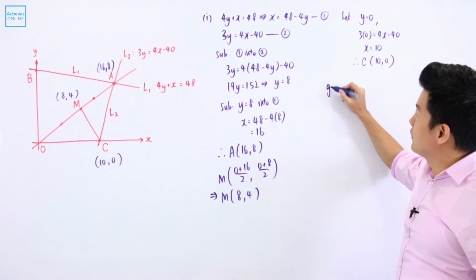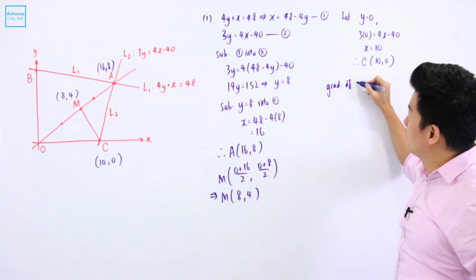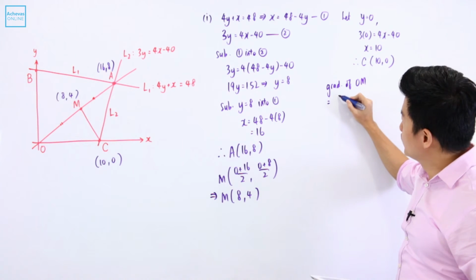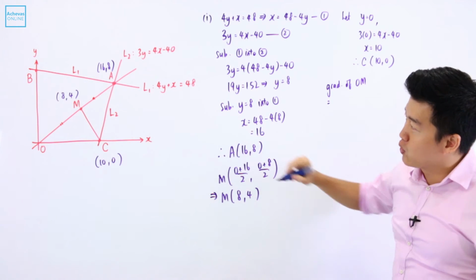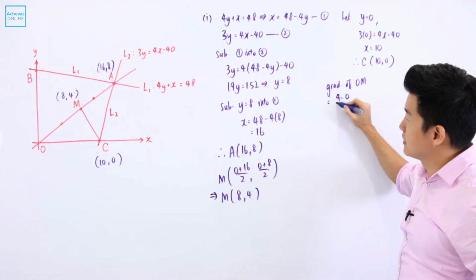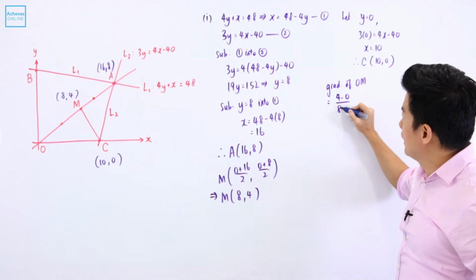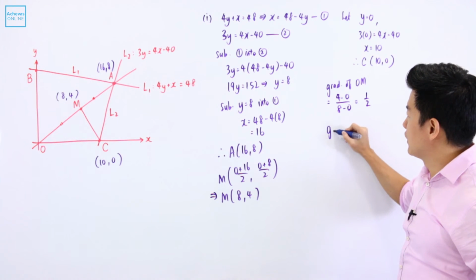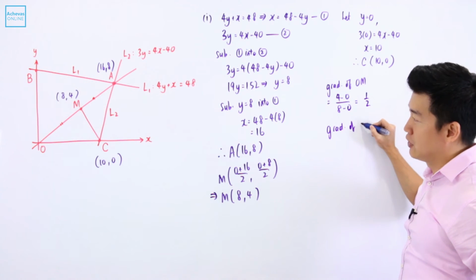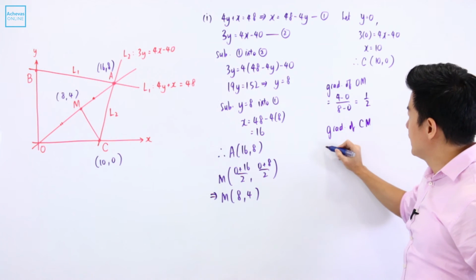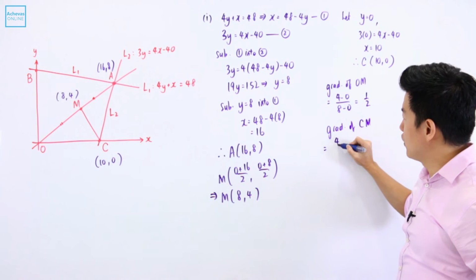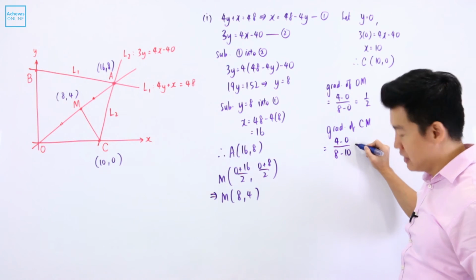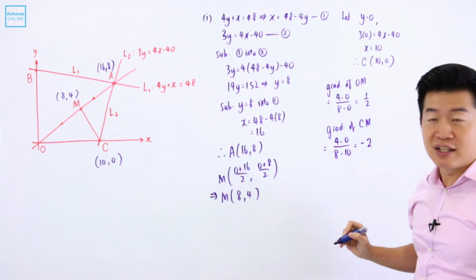So let me find the gradient of OM, and that will be equal to taking the coordinates of M, 4 minus 0 divided by 8 minus 0, which is equal to half. And if I were to find the gradient of, let's say, CM, that will be equal to 4 minus 0 divided by 8 minus 10. This is equal to minus 2.